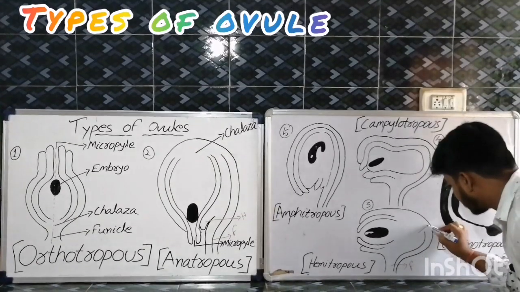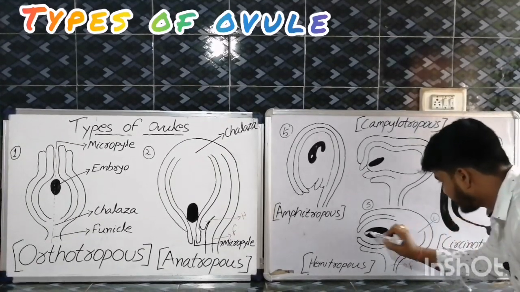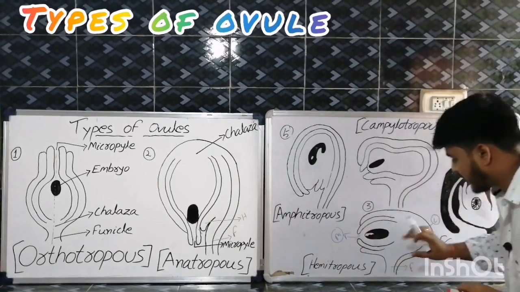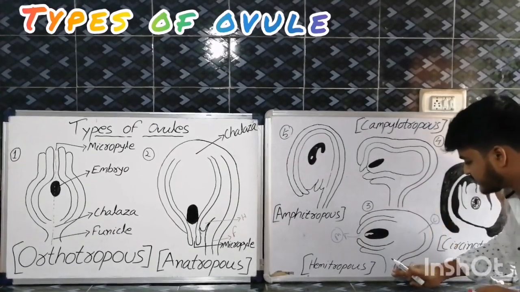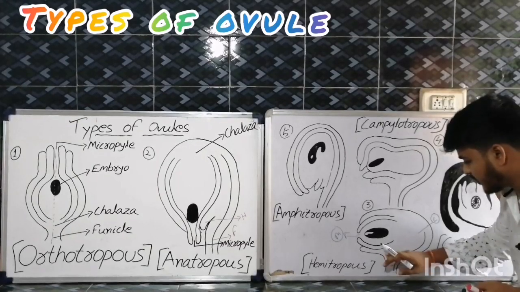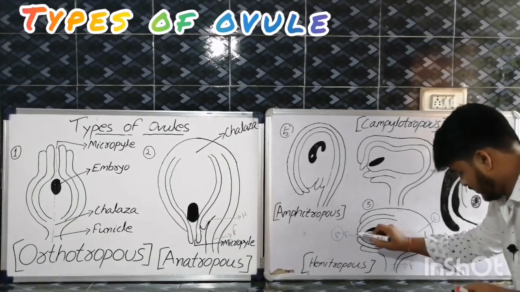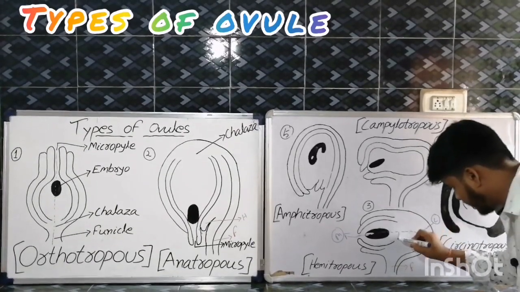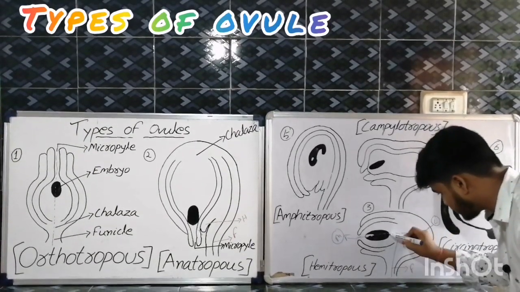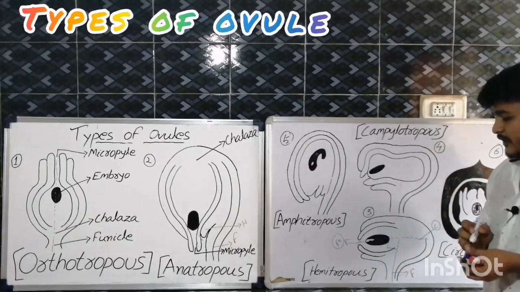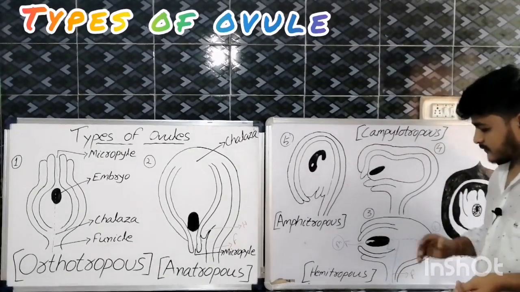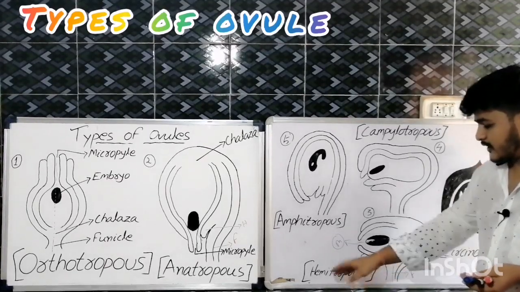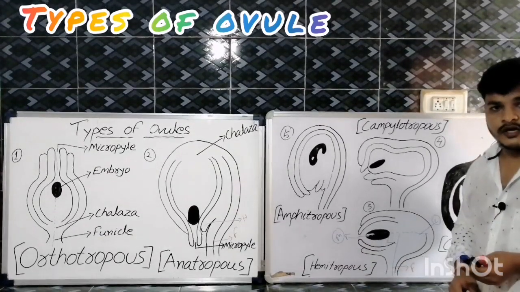So this is your chalazal end, this is your micropylar end, and the total structure is arranged on a funicle, and if you draw a line over that, it is perpendicular to your funicle part. It is 90 degrees. So this type of arrangement of the ovule is otherwise called your hemitropous ovule.